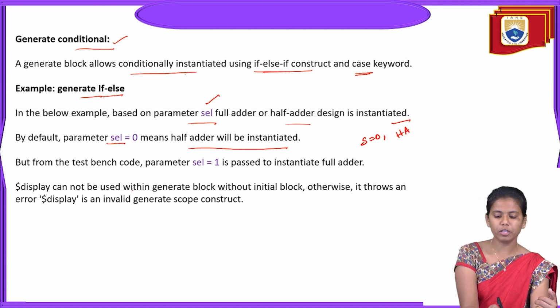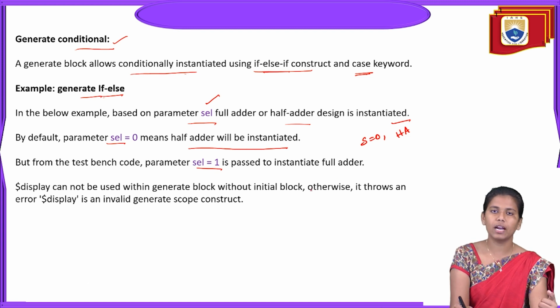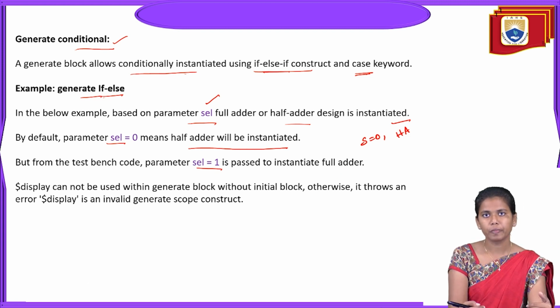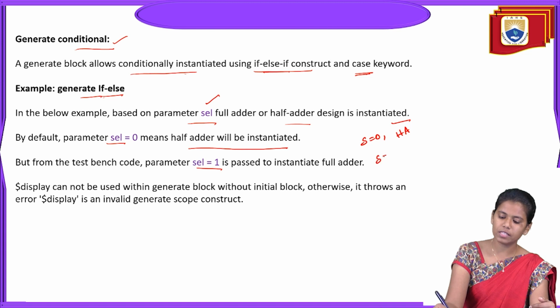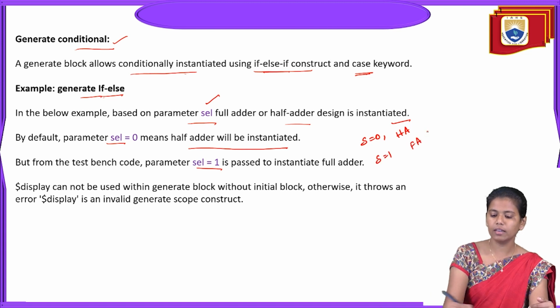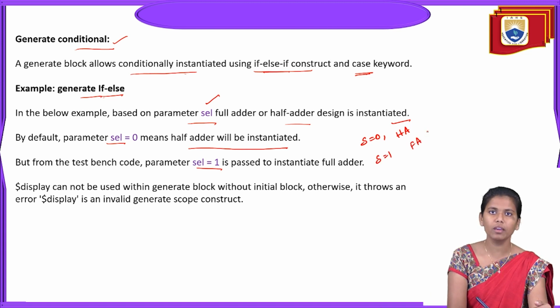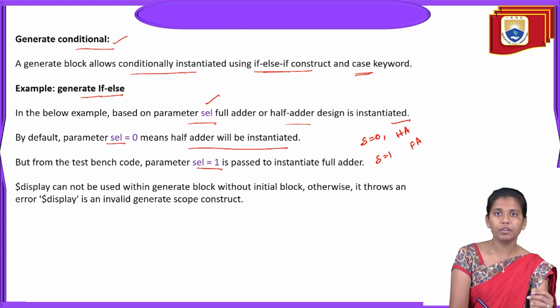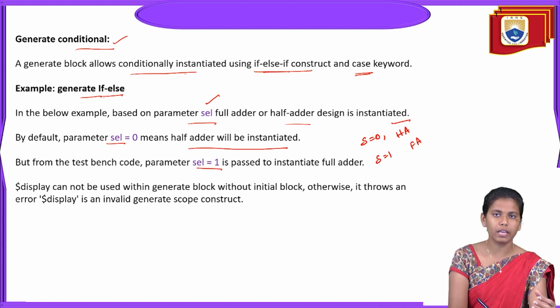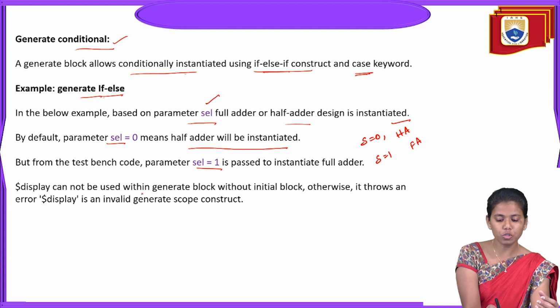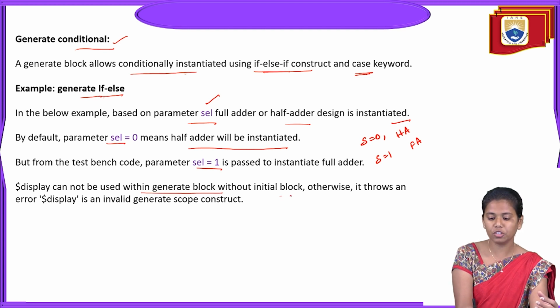From the test bench code, parameter selection 1 is passed to instantiate the full adder. So in the test bench code, when the selection line is 1, we observe the instantiation of the full adder. Then, in order to display the output, display cannot be used within the generate block without the initial block.